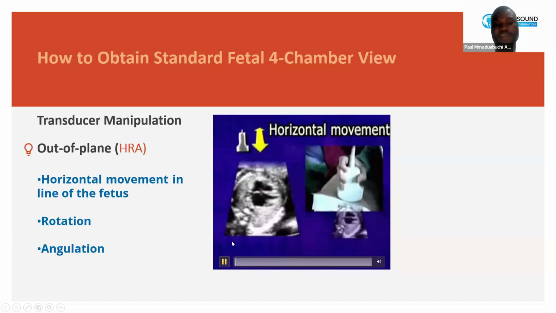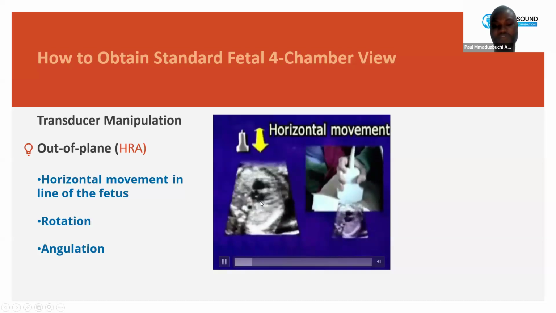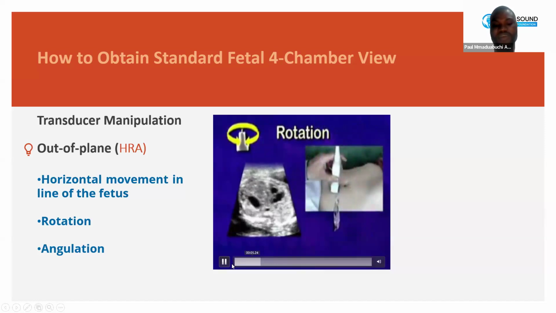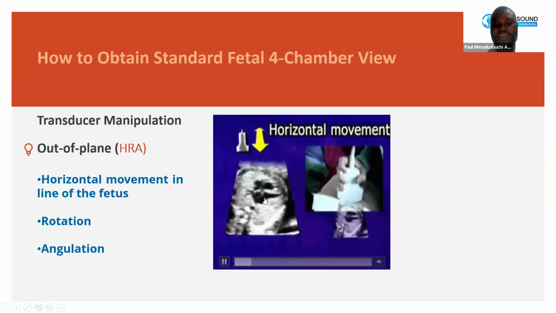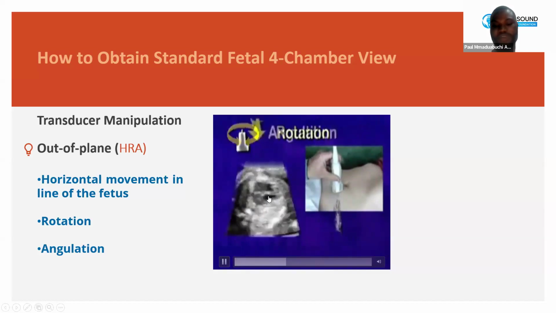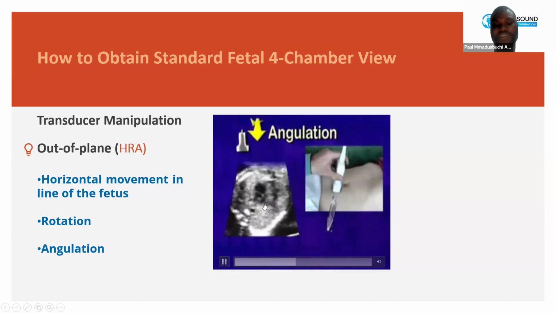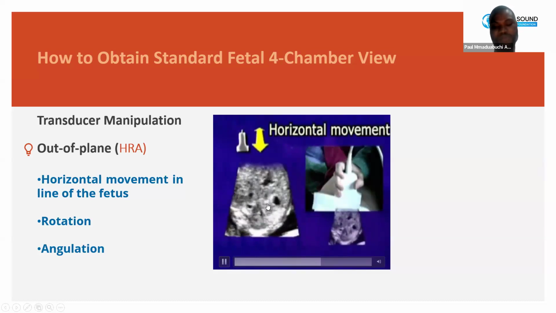So this is your horizontal movement. You could see while moving from the four chamber view, it's going to the three vessel views, and in rotation from the apical four chamber view, you could see your left ventricular outflow tract being displayed. And in angulation, as I said, you can use it to avoid any rib shadows that will prevent you from getting a proper view.